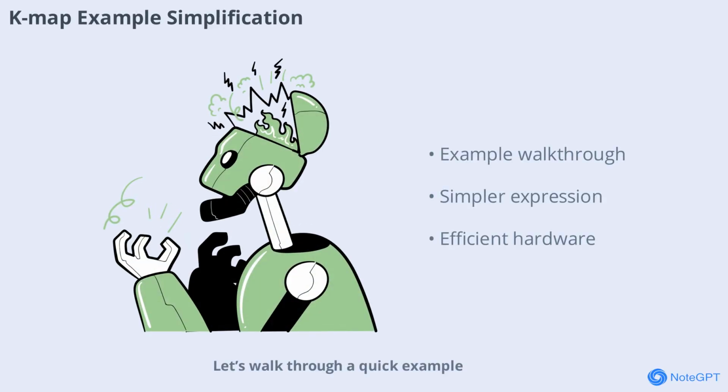Let's walk through a quick example. Suppose we have a 3-variable function with certain outputs set to 1. By plotting these on the K-map and grouping adjacent ones, we can derive a much simpler Boolean expression. This process not only saves time but also leads to more efficient hardware implementations.